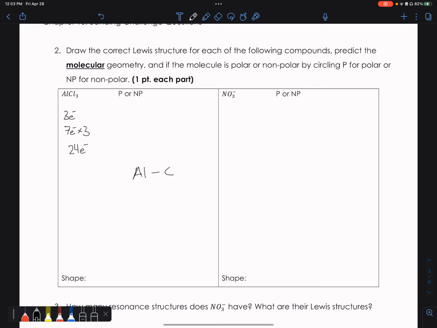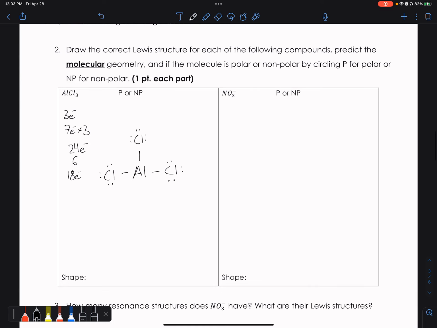So we'll do aluminum, chlorine, chlorine, chlorine, and then that uses up 6 of our electrons. So it leaves us with 18 left. So it's 2, 4, 6, 8, 10, 12, 14, 16, 18. And generally speaking, this is the correct Lewis structure, even though aluminum does not have a full octet. Boron and aluminum can have incomplete octets.